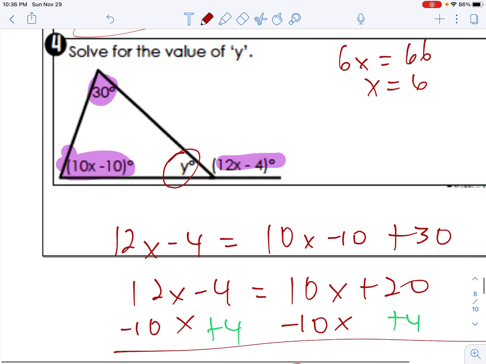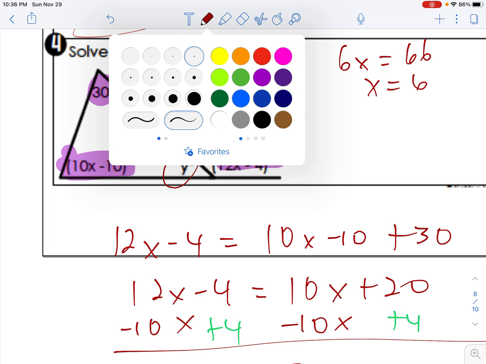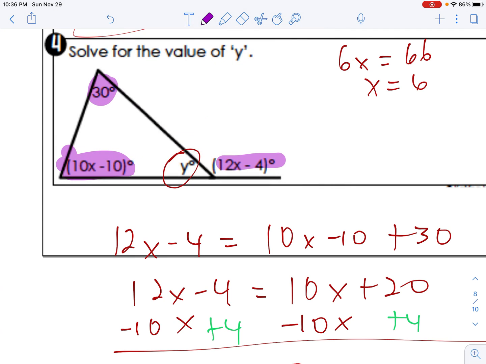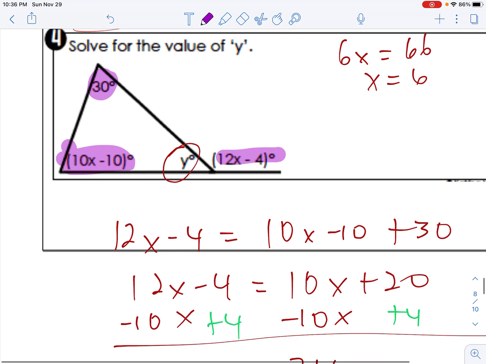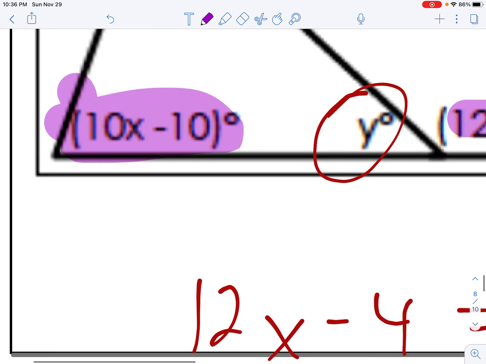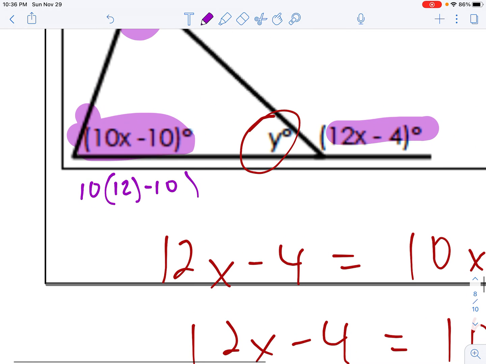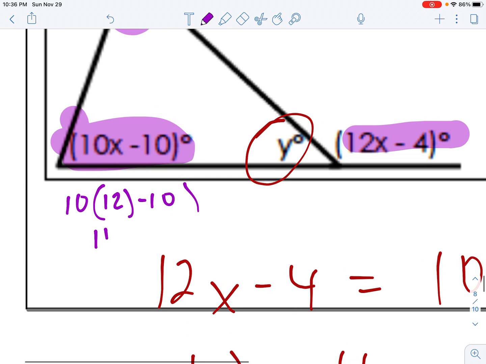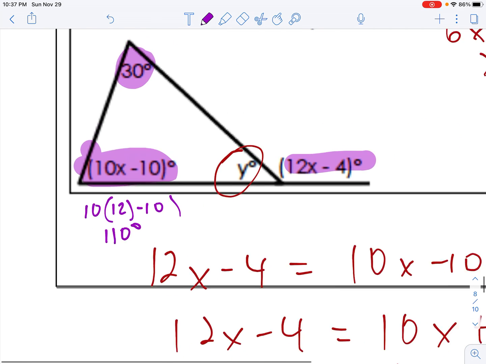Okay, so now we're going to take the triangle sum theorem, the fact that the three angles of a triangle add up to 180 degrees. So I want to substitute that 12 in right up here. Okay, 10 times 12 is 120, minus 10. This angle is 110 degrees.